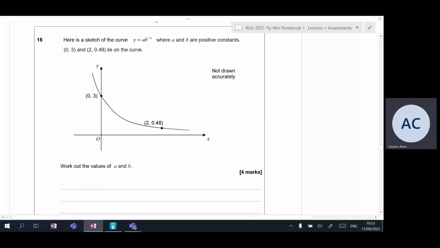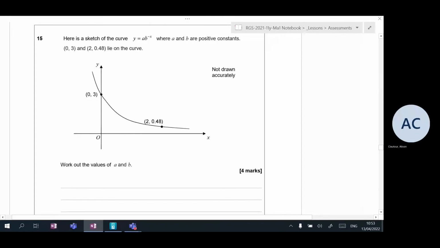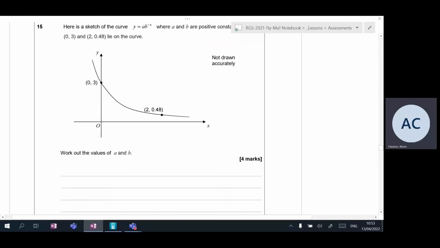Question 15. So we are trying to find the values of A and B. Okay, your calculator does do questions like this for you. So if you use the stats mode, you can go to regression. However, it doesn't do it with a negative power. So they've thrown us off here. Okay, so therefore we have to do this the long way.